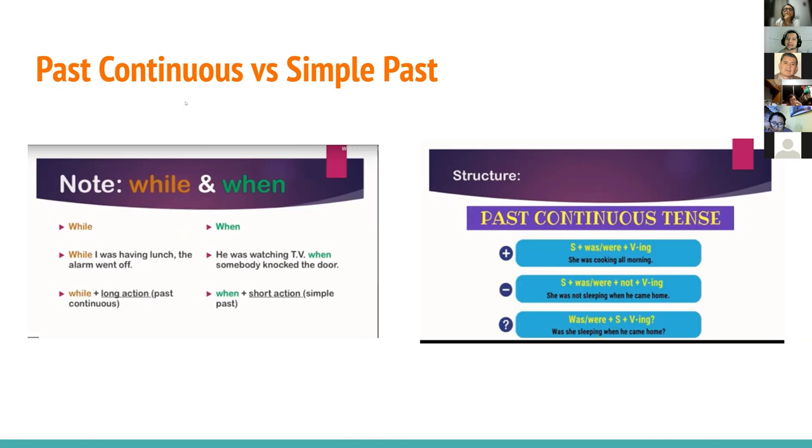And we use extra vocabulary with these kind of sentences. For example, while, right? Que ya me decían que significaba mientras, right? While I was having lunch, the alarm went off. While, long action, and then the past continuous, right? And when, cuando, right? He was watching TV when somebody knocked the door. And that's it. While probably, normally it goes at the beginning, right? While, and then when we can use it with the second sentence.